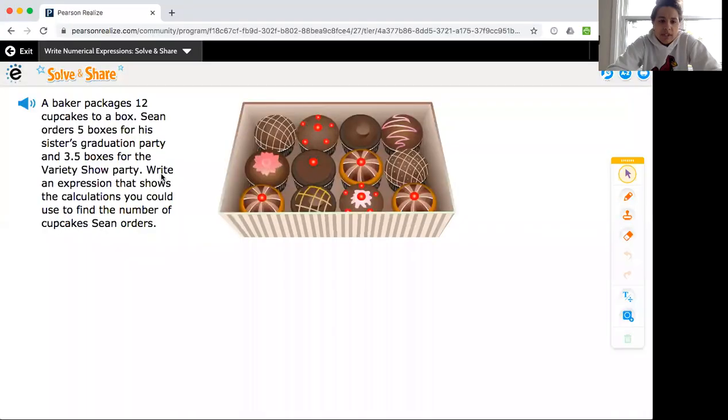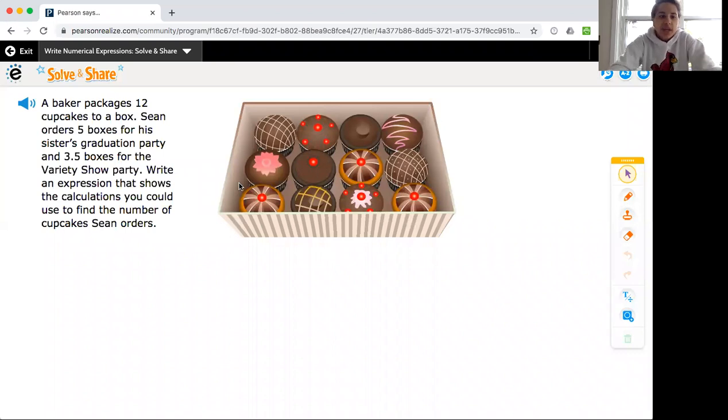If you didn't go into Pearson yet and work on the solve and share on your own, go ahead and stop this lesson and do that first to give you a chance to try and solve it by yourself. And then get back on this lesson and see how we do it. All right, so let me share my screen.